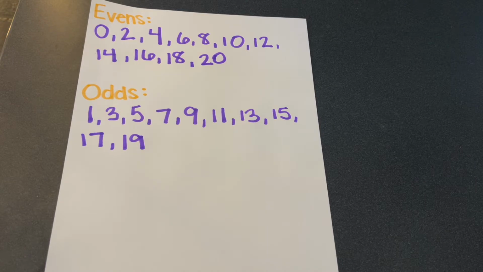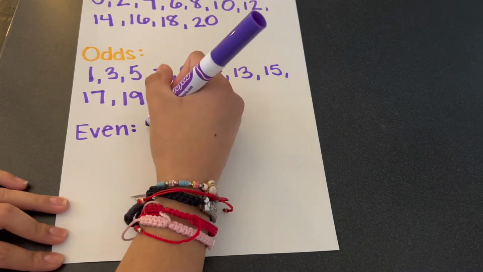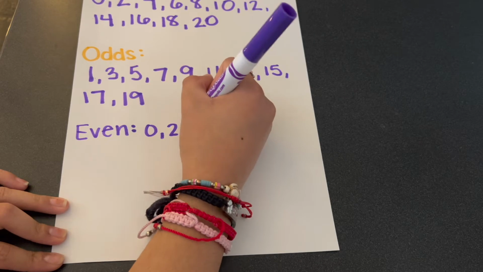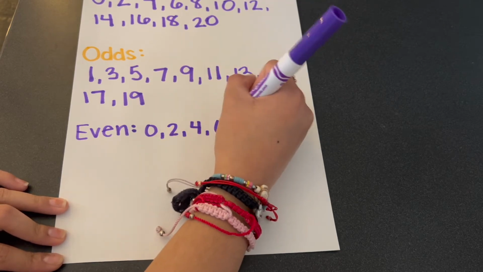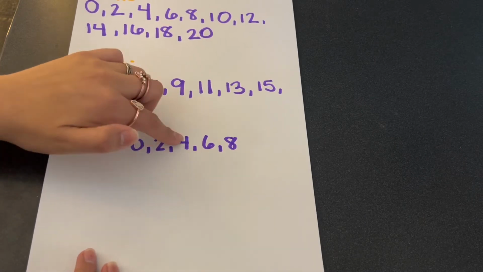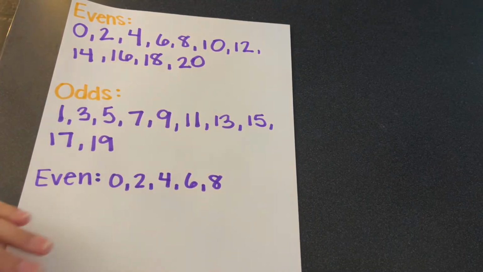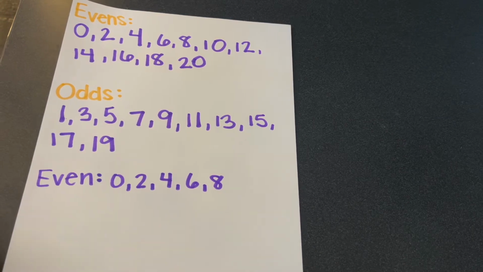Let's talk about some things before we move on to our main activity though. So, one rule to tell if a number is even is if the number ends in 0, 2, 4, 6, or 8. This is because 0, 2, 4, 6, and 8 are all even numbers. So if a number ends with one of these numbers, that also makes it an even number.